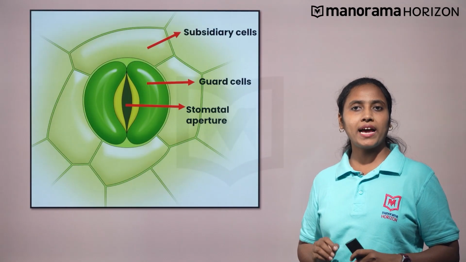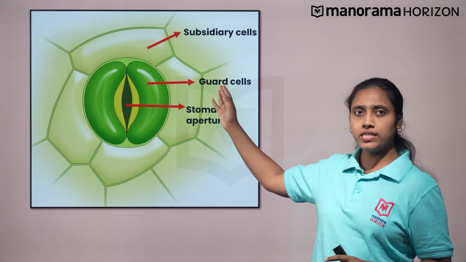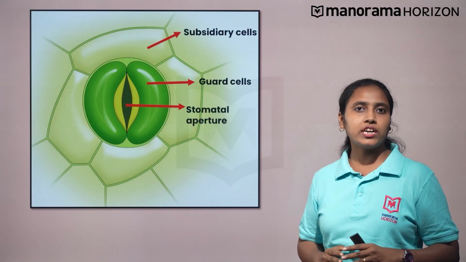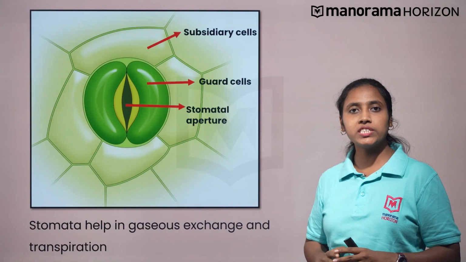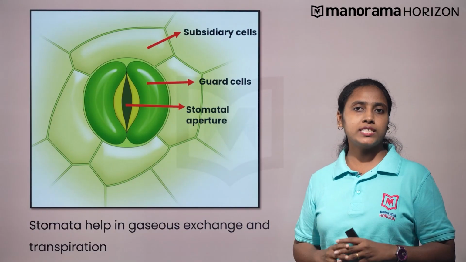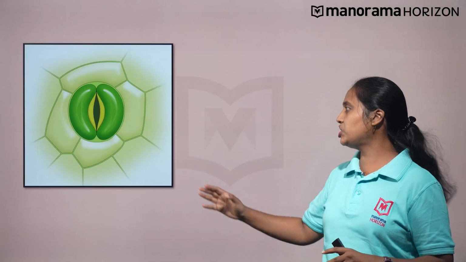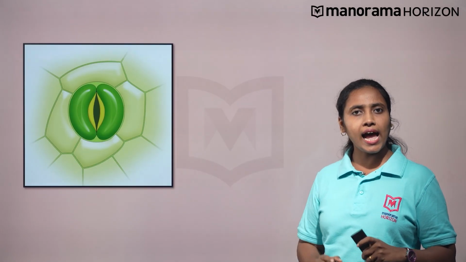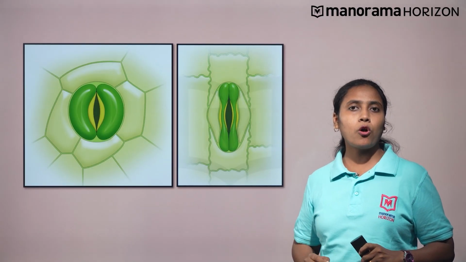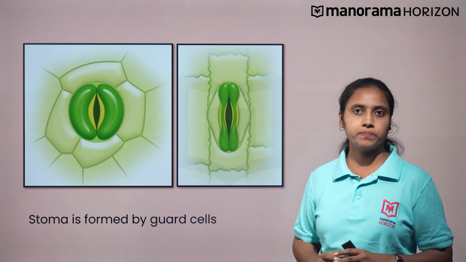A stomatal apparatus constitutes the stomatal aperture, the guard cells, and the surrounding subsidiary cells. Stomata is the structure that helps in the gaseous exchange and transpiration. There are two guard cells in each stomata. The guard cells are bean-shaped in dicots and dumbbell-shaped in monocots. A pore called stoma is formed by these two guard cells.